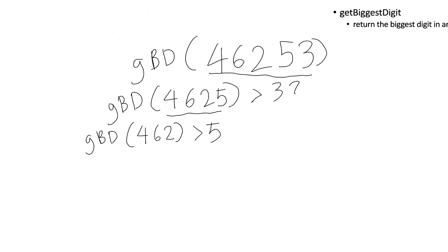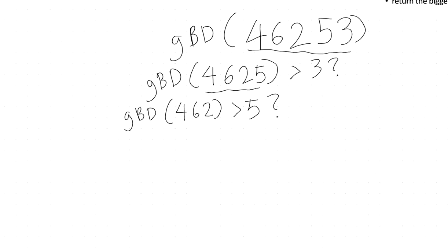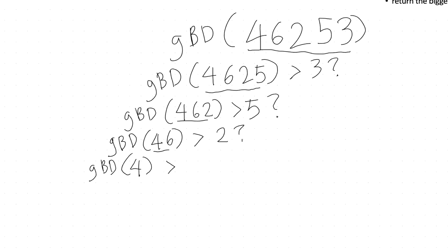So it's like a question mark. We're not saying that it's greater than 5. We're just asking, is this greater than 5? And that too, we can't solve until we solve the smaller version of that. And same thing again, we can't solve that until we solve this. But we also can't solve this until we solve GBD 4. But luckily, this is the base case.